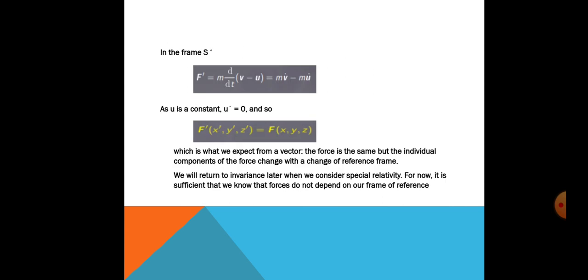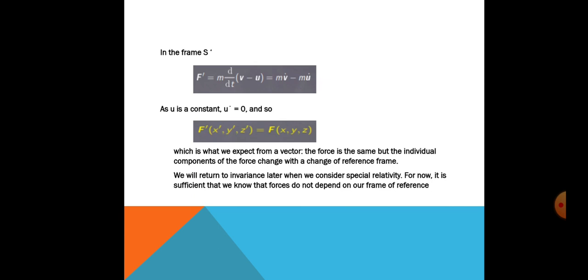In frame S dash, F dash can be given as the change in momentum. Here comes the term m, change in velocity. So m into dv by dt, that is v minus u. That can be simply written as m v dot minus m u dot. And as u is constant, u dot is equal to 0. So we'll be left with F dash is equal to m v dot, and F dash is a function of the x, y, and z coordinates in inertial reference frames, and F as well is a function of x, y, and z in inertial frames.